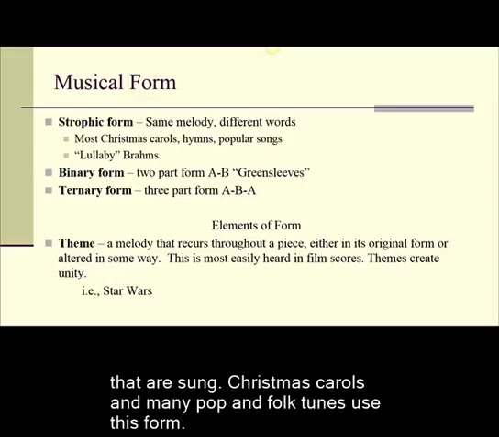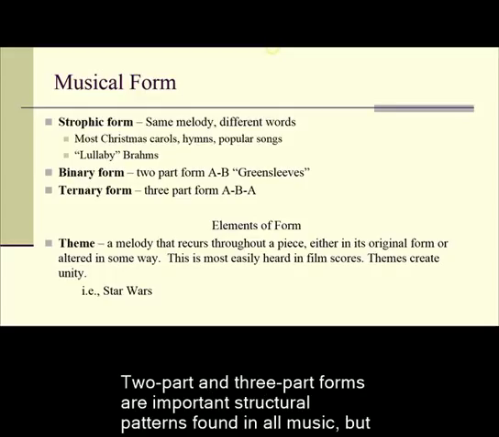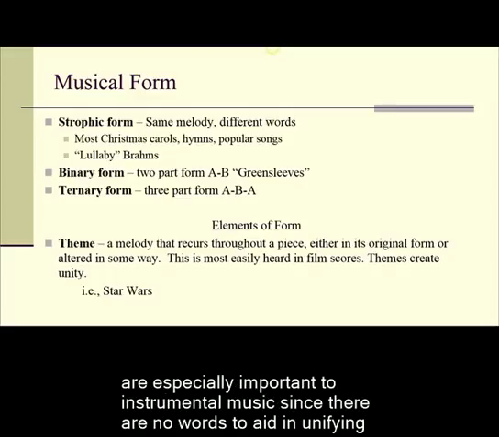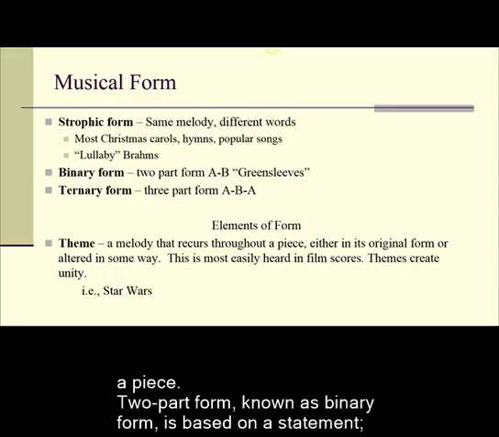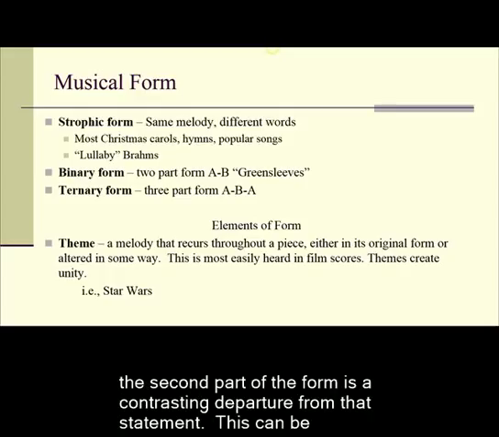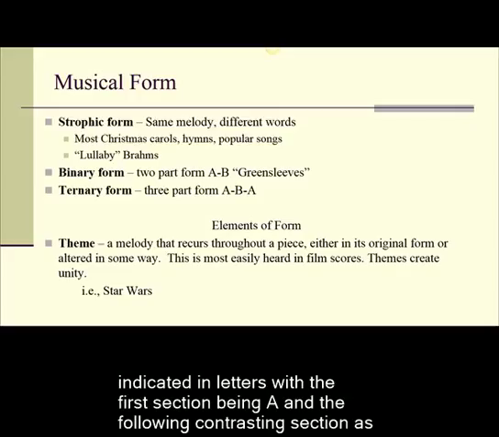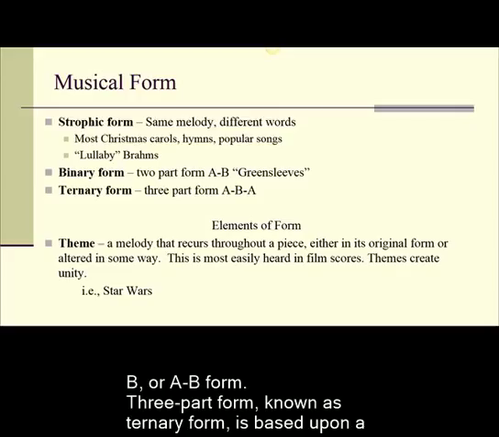2- and 3-part forms are important structural patterns found in all music, but are especially important to instrumental music, since there are no words to aid in unifying a piece. 2-part form, known as binary form, is based on a statement. The second part of the form is a contrasting departure from that statement. This can be indicated in letters with the first section being A, and the following contrasting section as B, or A-B form.